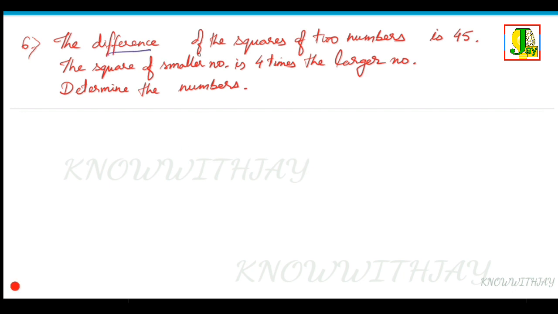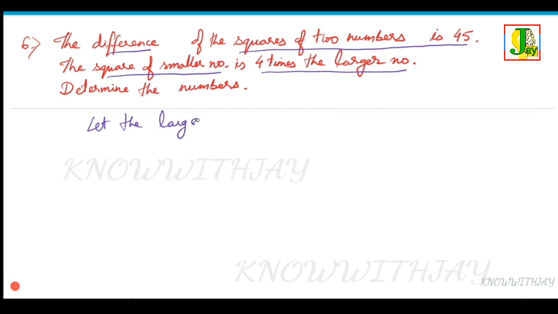In this question we have two conditions. The first one says the difference of squares of two numbers is 45, and there is another relation given: the square of the smaller number is equal to 4 times the larger number. So the smaller number depends on the larger number, so the independent one we can take as the larger number. So let us assume that the larger number be x.